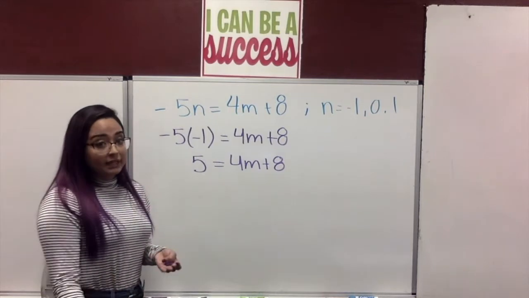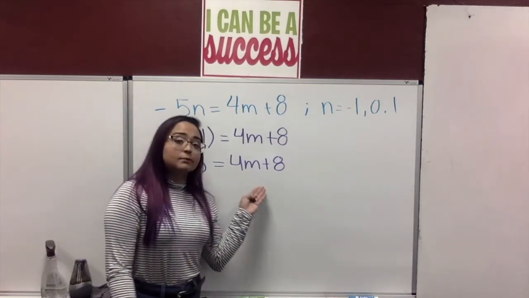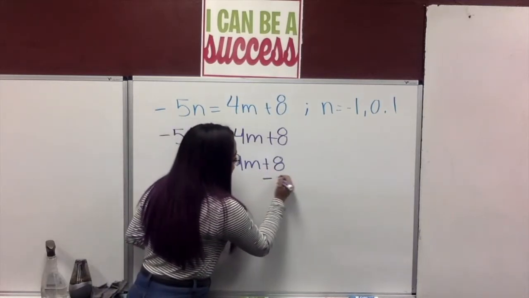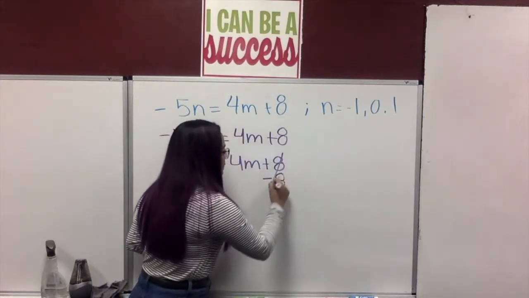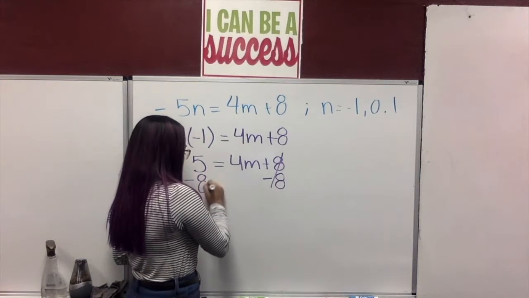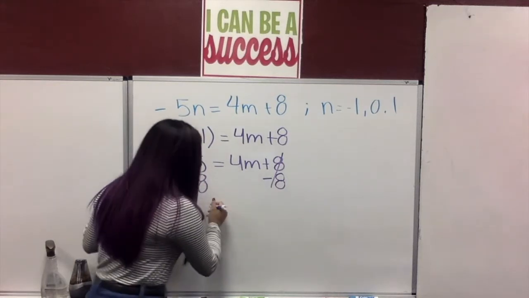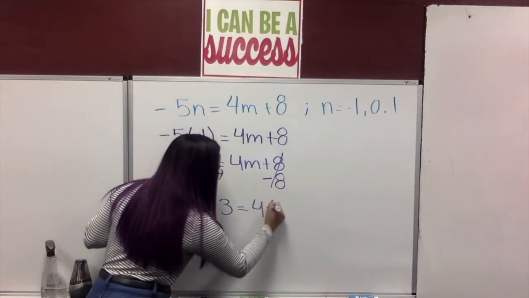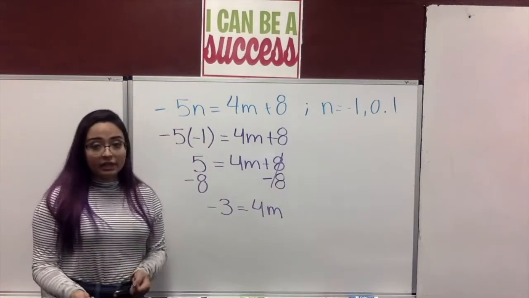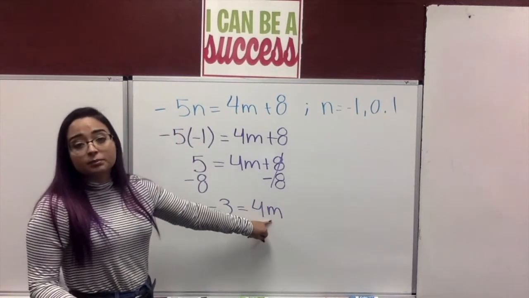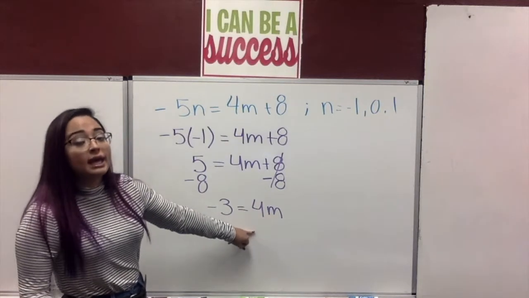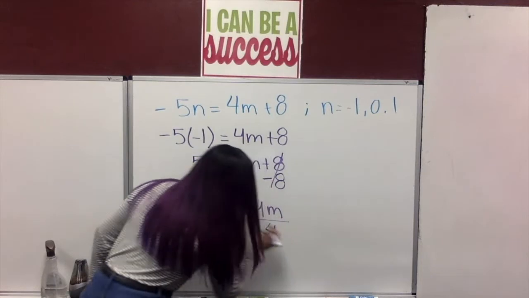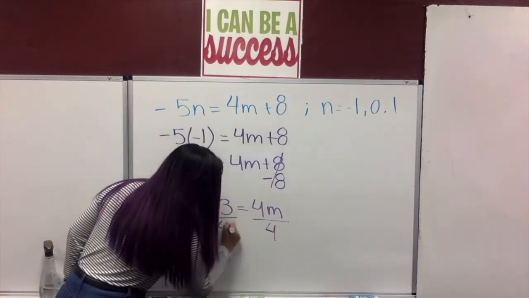What do we do next? We're trying to solve for m, so we try to get m alone. Here we go. Let's get rid of the 8 on this side. Subtract it on this side. We're left with -3 equals 4m. Okay? Now, here 4 is multiplied by m. Let's go ahead and divide it. Divide by 4, divide by 4.